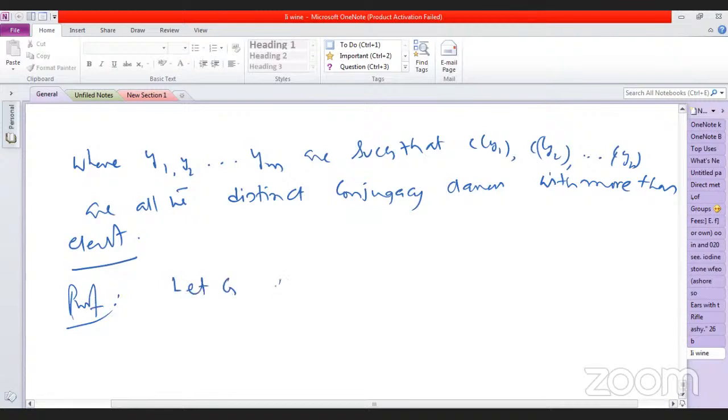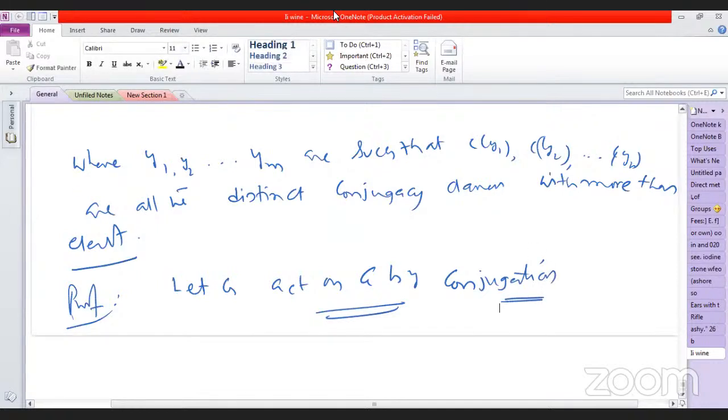Let G act on G by conjugation. What is the meaning of conjugation? Anyone tell me, what is the meaning of conjugation?